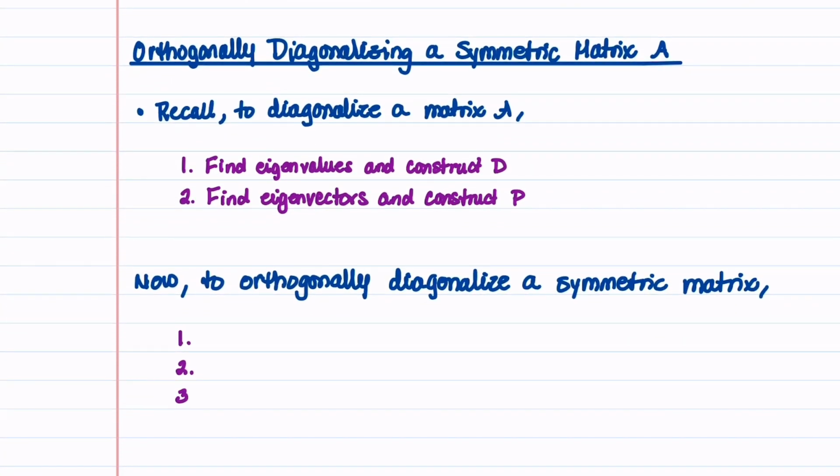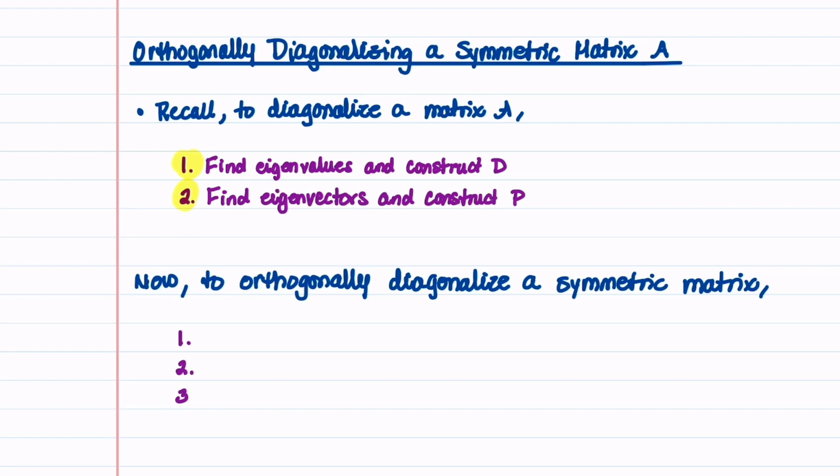Let's now go over a procedure to orthogonally diagonalize a symmetric matrix. As a review, let's go over the two steps that we did to diagonalize a matrix. The first step was we found the eigenvalues and constructed D, and then we found the eigenvectors and constructed P.